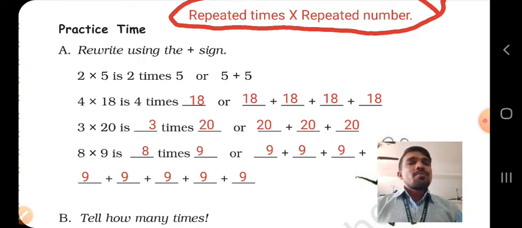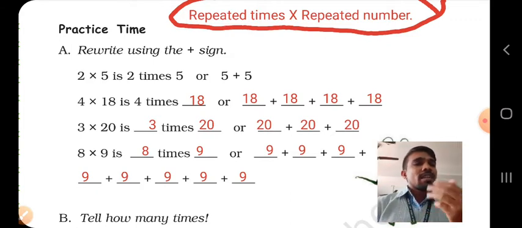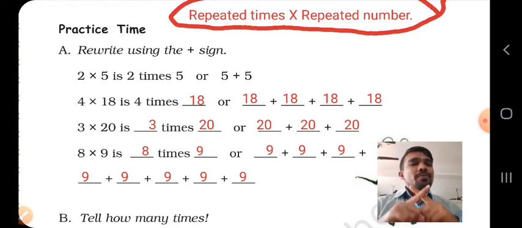Rewrite using the plus sign. 2 multiplied by 5. I have told you that a single multiplication you can write in different ways. Instead of the cross sign you can write times. You can even add and find the answer. There are 3 methods to find the answer. So 2 multiplied by 5, you can even read it as 2 times 5. 2 times 5 is 1 time 5 plus second time 5. So 5 plus 5 you can write. One example is done for you.